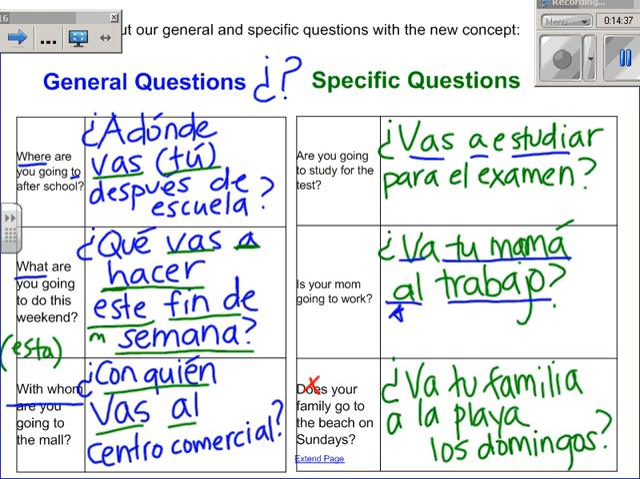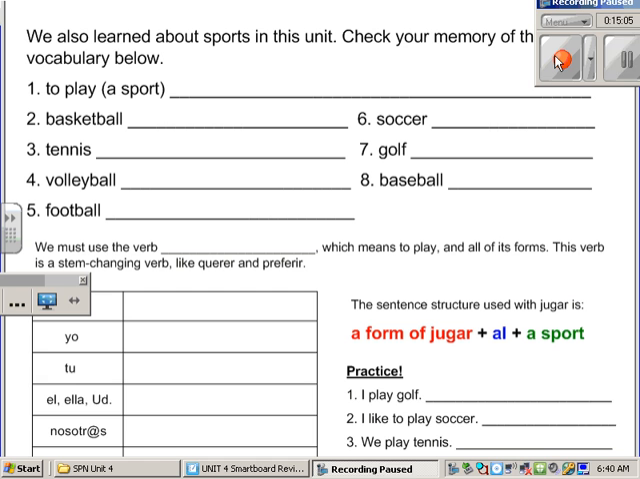Does your family go to the beach on Sundays? ¿Va tu familia a la playa los domingos? Again, we're using ir plus a plus a place. Remember that tu familia, family, is considered singular. Like my family is going. We don't say my family are going, my family is going. So we use this singular form, va, as opposed to van, where we would have with van tus amigos, van sus padres. We would use that for plural.